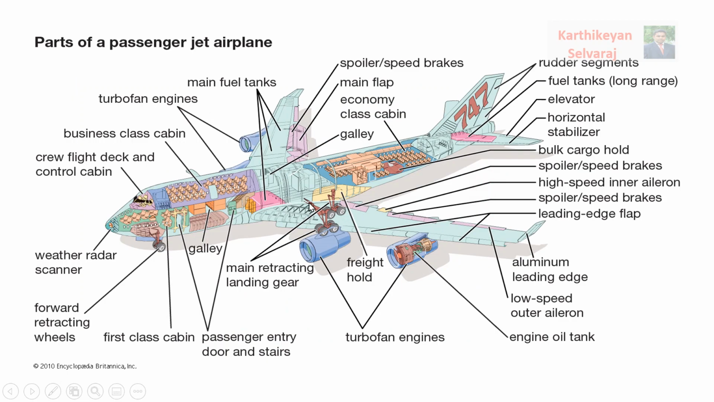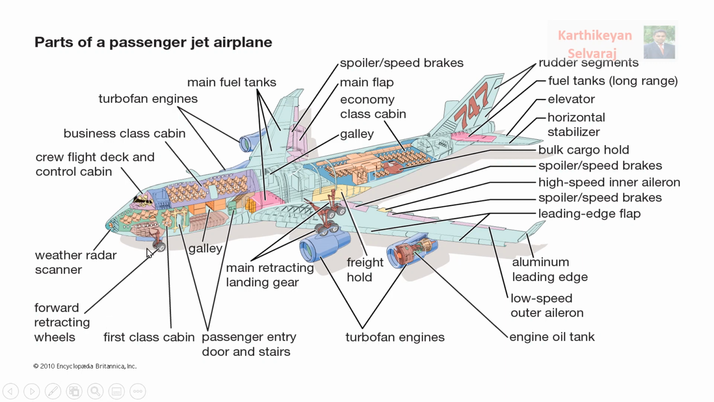And this is a picture I had taken from the Britannica website, so it's very useful. Why is it useful? Because it exactly covers the real-time aircraft parts. Some parts will not be shown here, but anyway, it's very understandable. You can see the weather radar scanner. Depending upon the scanner report, you will come to know the weather condition. It is located in the nose of the fuselage.